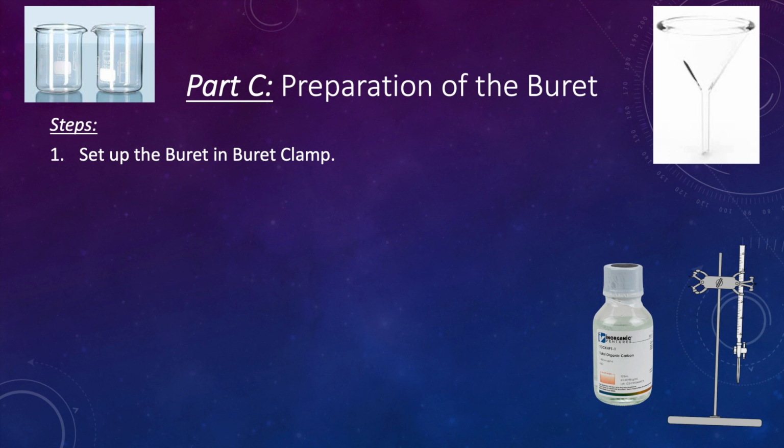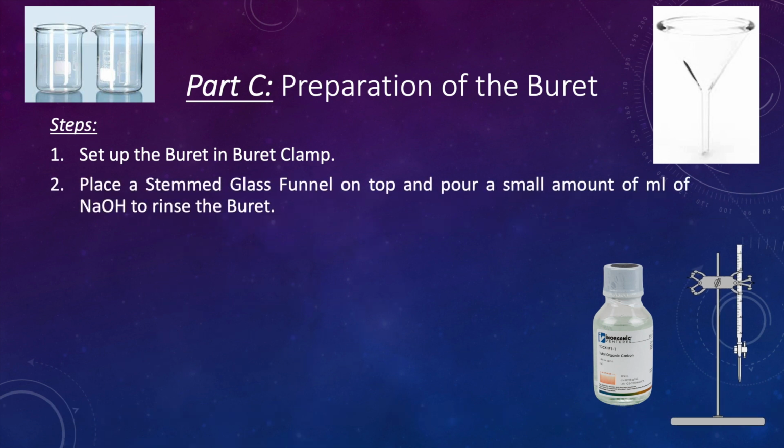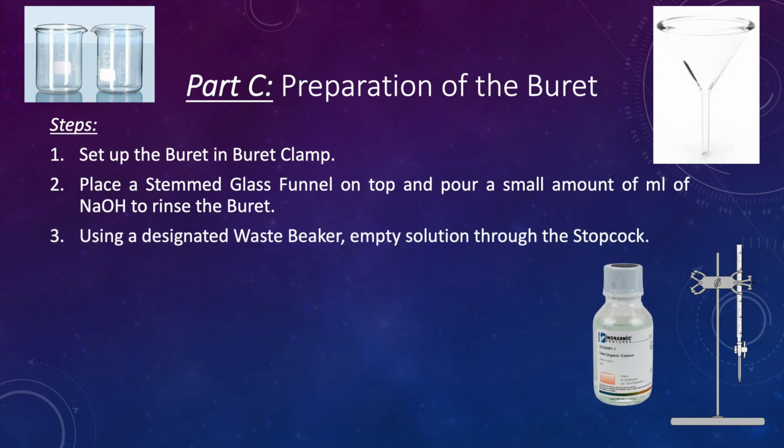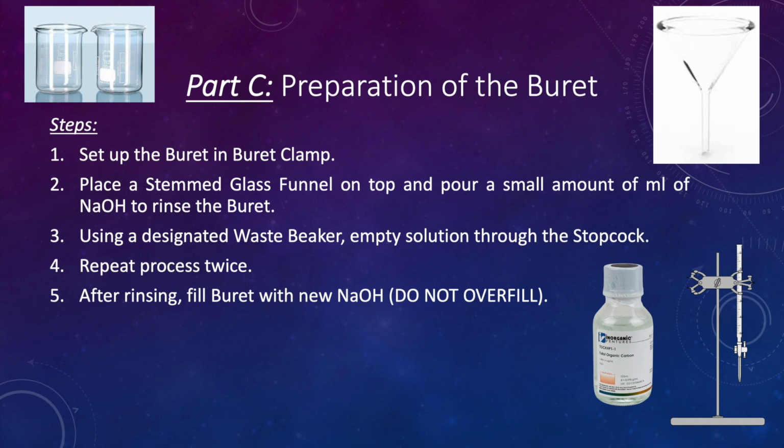For part C, the preparation of the burette, we're going to put the burette in the burette clamp. We're going to place the stem glass funnel on top and pour a small amount of sodium hydroxide to rinse it. Then we're going to use a designated waste beaker to empty the solution through the stopcock, and we're going to repeat this process twice.